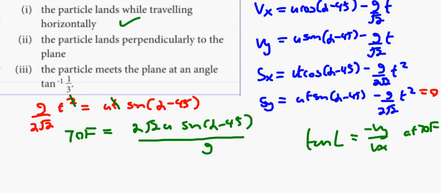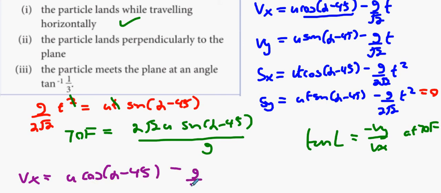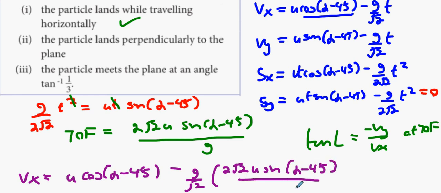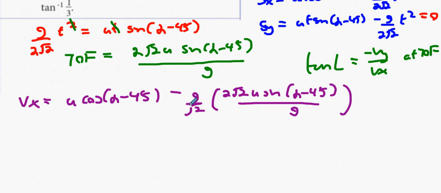All right, here comes the fun part. And what I mean by fun is not fun whatsoever. All right? So here's what we're going to do. We have u cos(alpha minus 45) for Vx. There's a lot of trig in here. u cos(alpha minus 45) minus g over root 2 times the time of flight, which is 2 root 2 u sin(alpha minus 45) all over g. Now, what cancels? Root 2's and the g's. And what's left over?